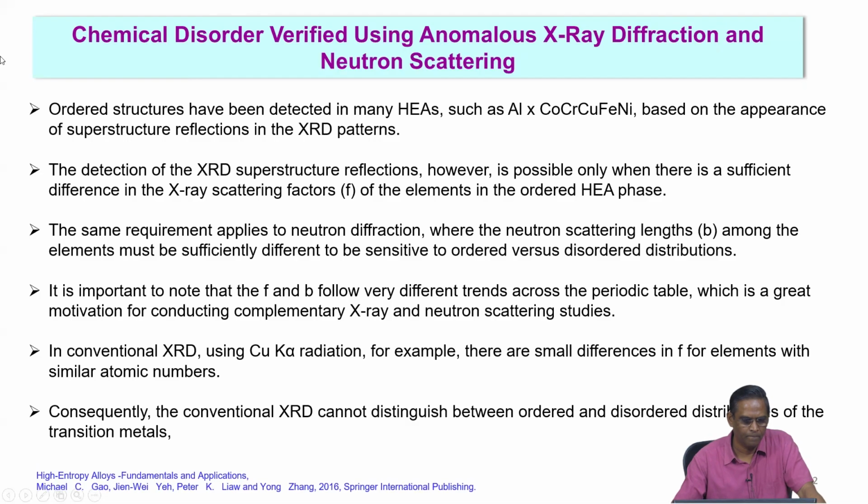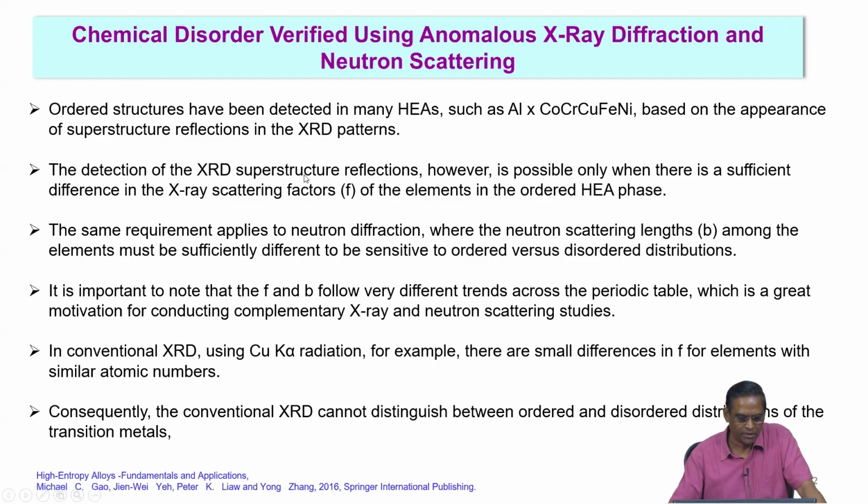The question is, why do we do this? Chemical disorder verified using anomalous X-ray diffraction. We know that ordered structures have been detected in many high entropy alloys such as aluminum, cobalt, chromium, copper, iron, nickel, based on the appearance of superstructure reflections in the XRD.